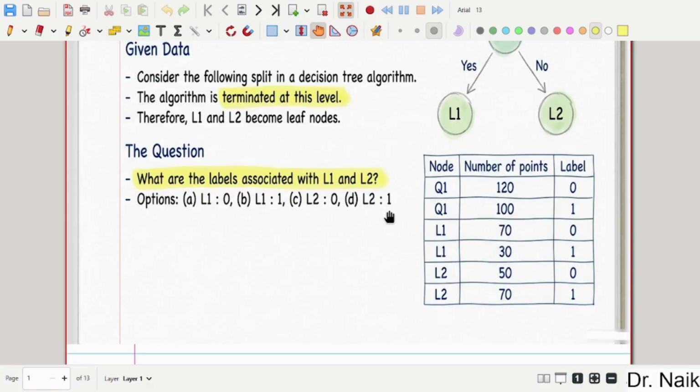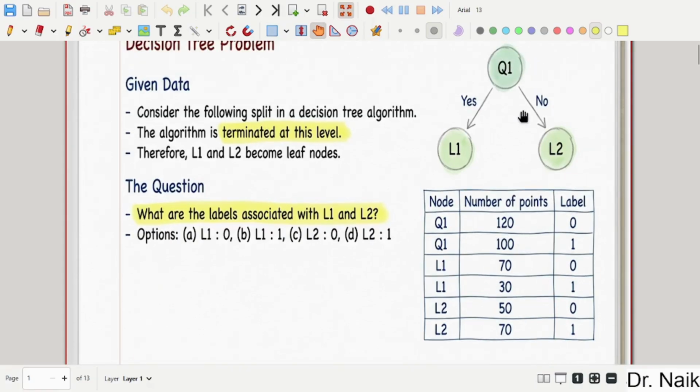And the information given to us is: question 1 has a number of points, 120 with label 0. Question 1 has number of points 100 with label 1. L1 has number of points 70 with label 0. L1 has number of points 30 that belong to label 1. L2 has number of points 50 that belong to label 0, and L2 has number of points 70 with label 1. And they ask what are the labels associated with the nodes L1 and L2.